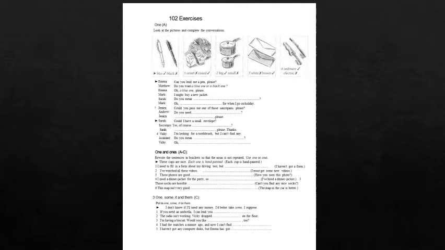Number 4, I need a dinner jacket for the party, so dash. I've hired a dinner jacket. I've hired one. Number 5, those socks are horrible. Dash. Can't you find any nice socks? Can't you find any new nice ones? Number 6, this map isn't very good. Dash. The map in the car is better. The one in the car is better.